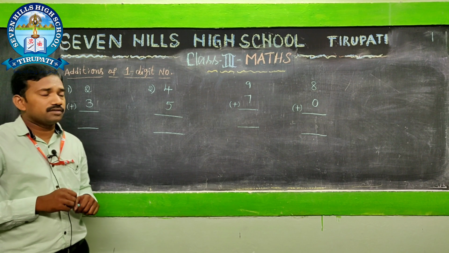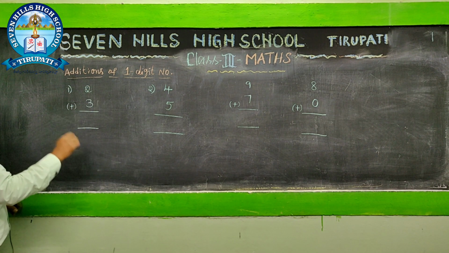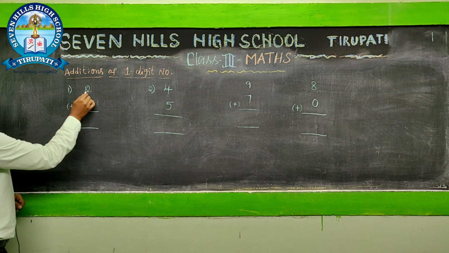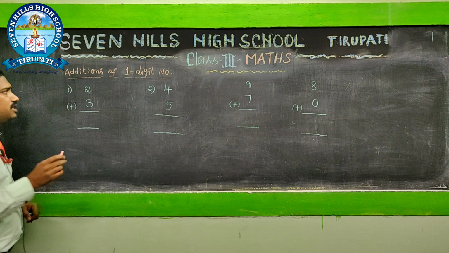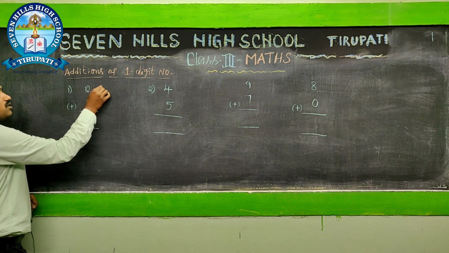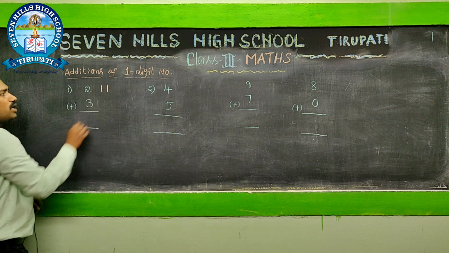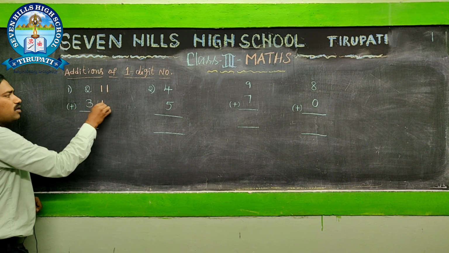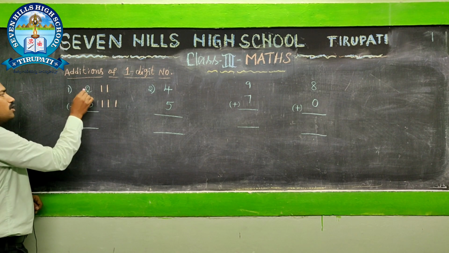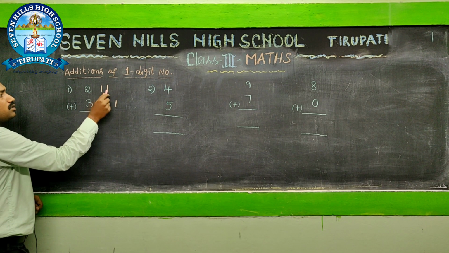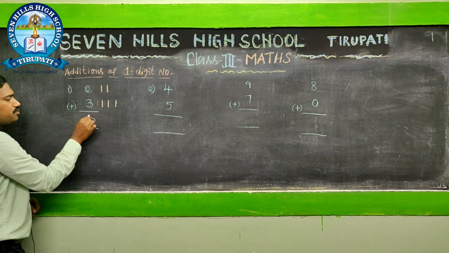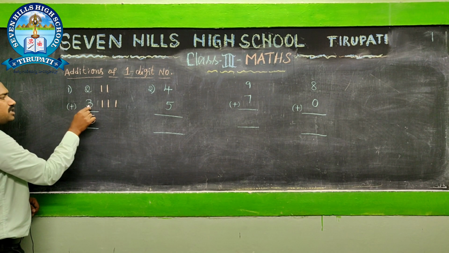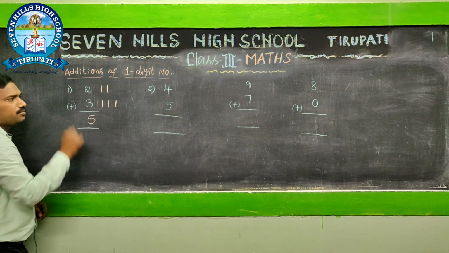Okay, let us start. Addition of one digit numbers. First of all, how to add 2 plus 3. 2 means write down 1, 2 lines. 3 means write down 1, 2, 3 lines. 2 plus 3: 2, after that 3, 4, 5. So 2 plus 3 is equal to 5.